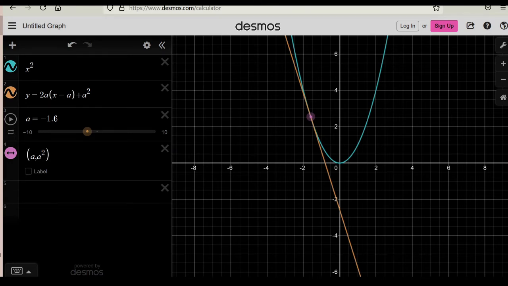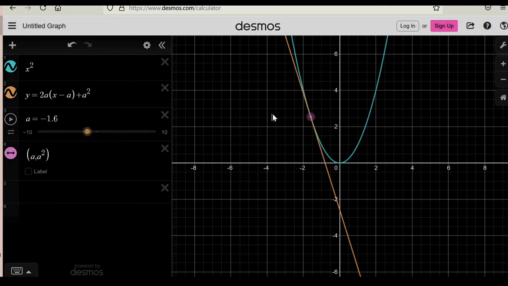Let's have a look at the graphs of these functions, and what I'm going to do is I'm also going to have a look at the tangent line to these functions at various points. So graphed here, for example, is x squared in cyan, and the tangent line to the equation is given here in orange.